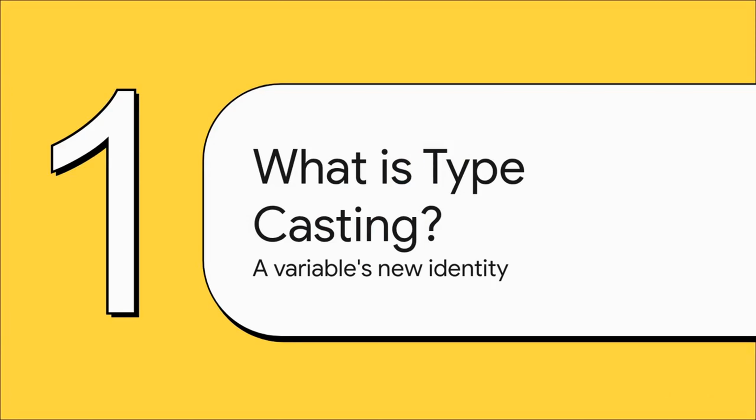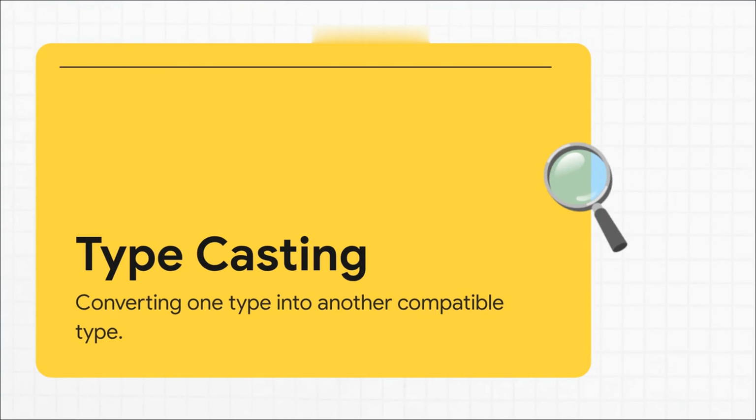All right, so let's get right down to it. What even is typecasting? The easiest way to think about it is like giving a variable a new identity. You're basically letting it pretend to be a different type to get a job done. Fundamentally, it's actually pretty straightforward. All we're doing is taking a value, say an integer, and telling the compiler, hey, for a minute, I need you to treat this thing as a decimal number.